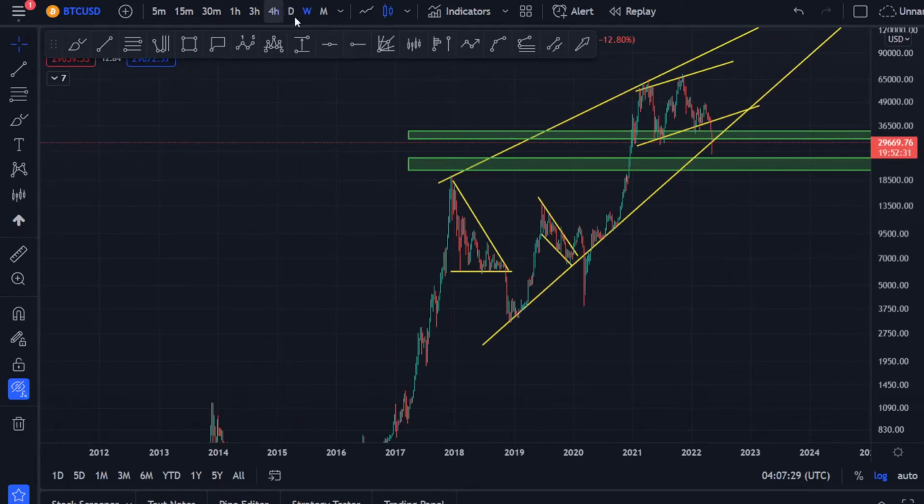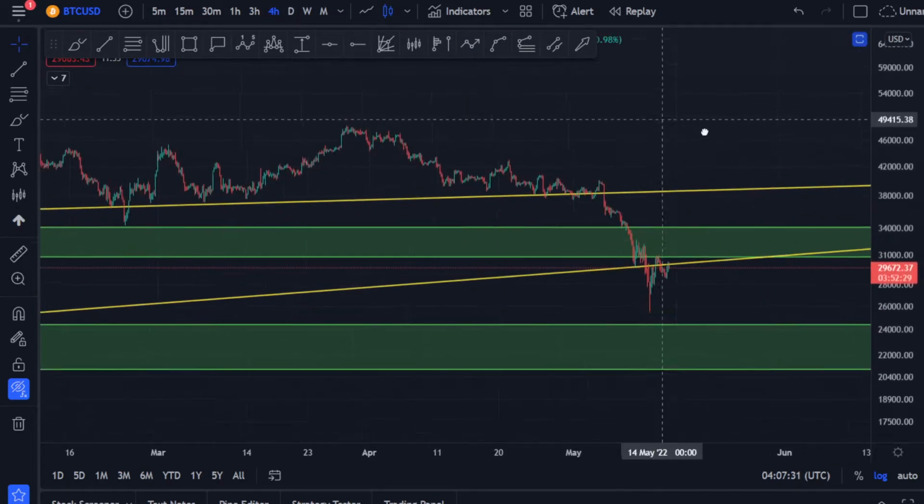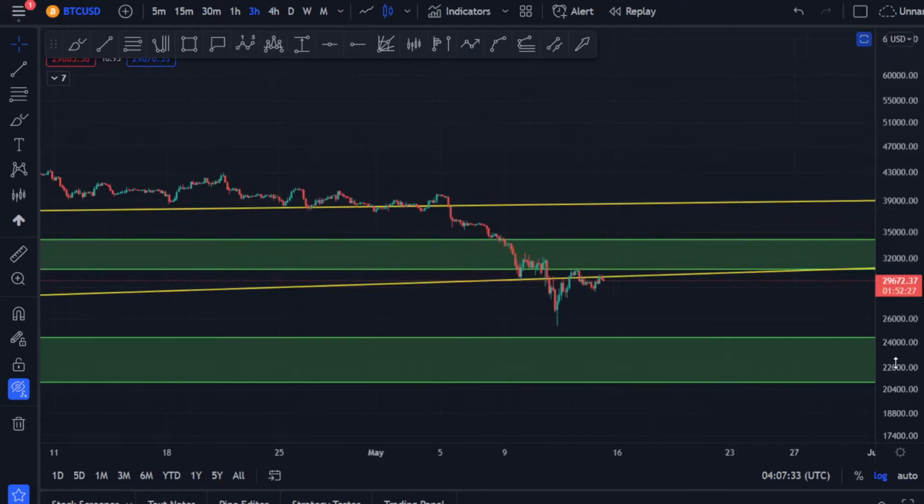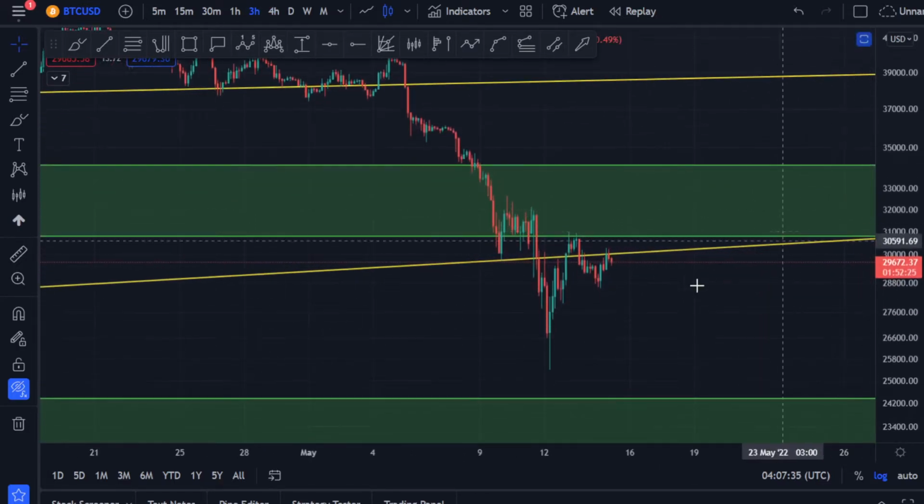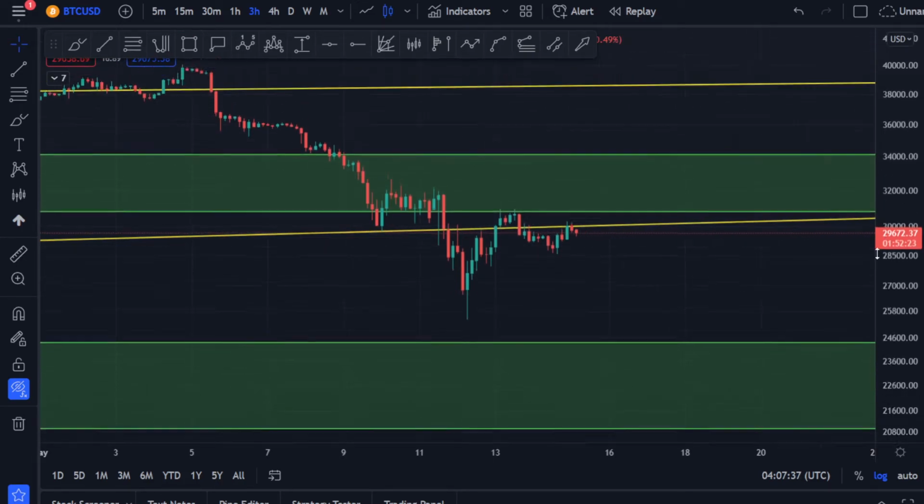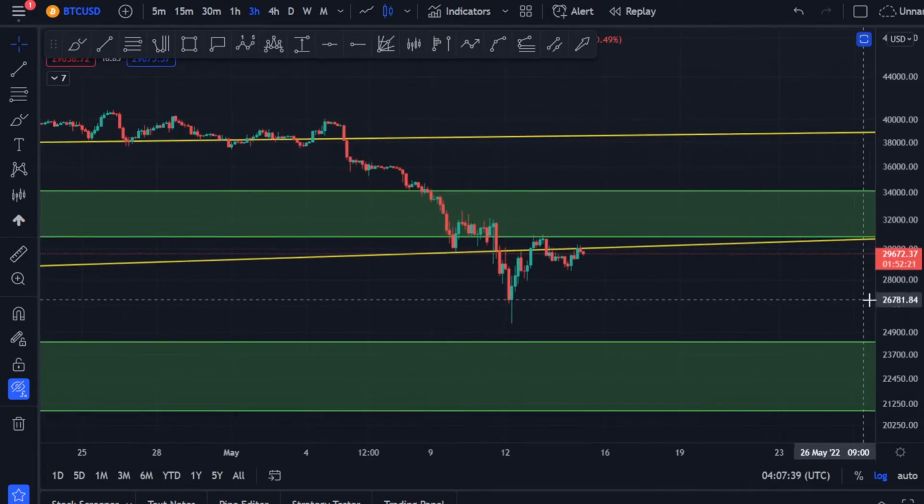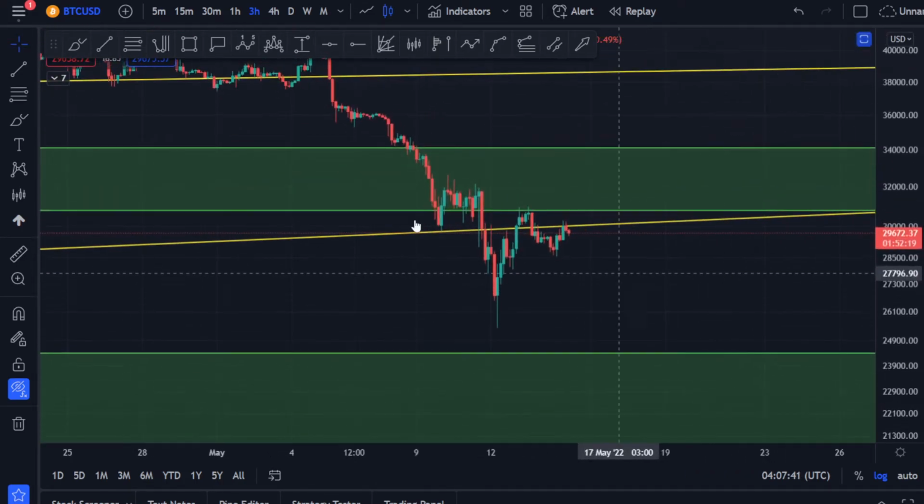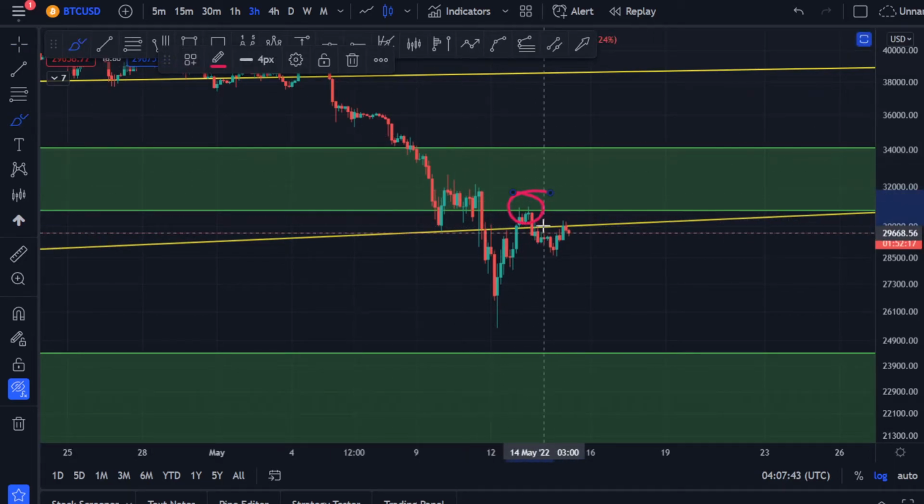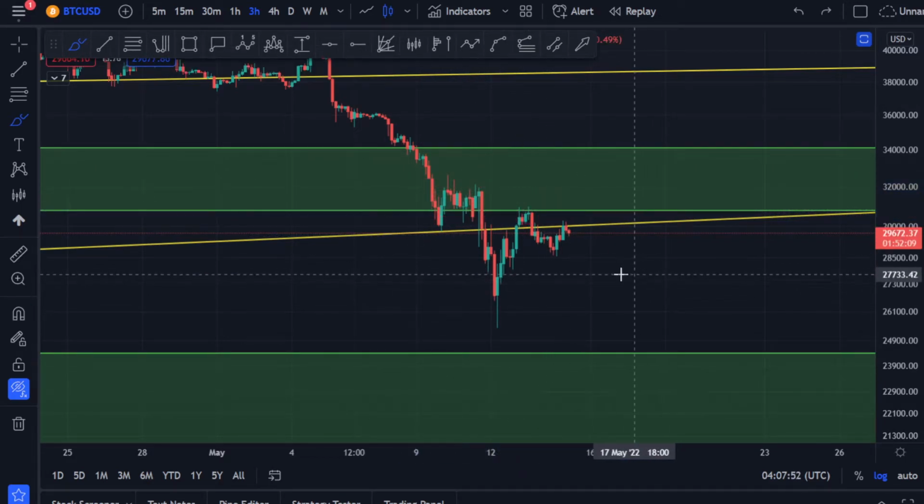Now, if you go to the lower time frames, let me show you something here. You can see we are creating this pattern over here at the moment, and we are getting rejected by this level of Fibonacci. This is the level of Fibonacci where we're getting rejected, before we were getting support over here. So you can clearly see what's going on.